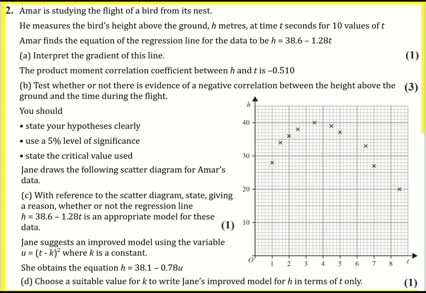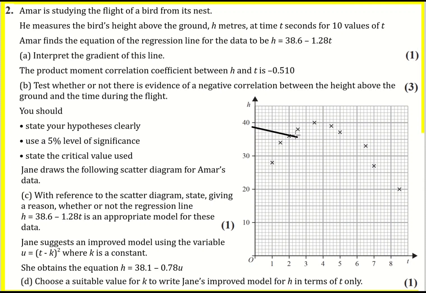Mars is studying the flight of a bird from its nest and he measures the bird's height above the ground, h meters, at a time t seconds for 10 different values of t. And he finds the equation of the regression line for the data to be this here. So he's tried to fit a straight line to this data. Well, actually, it was 38.6.